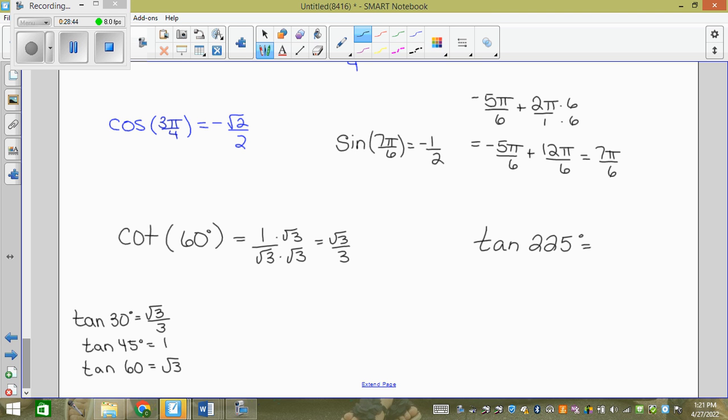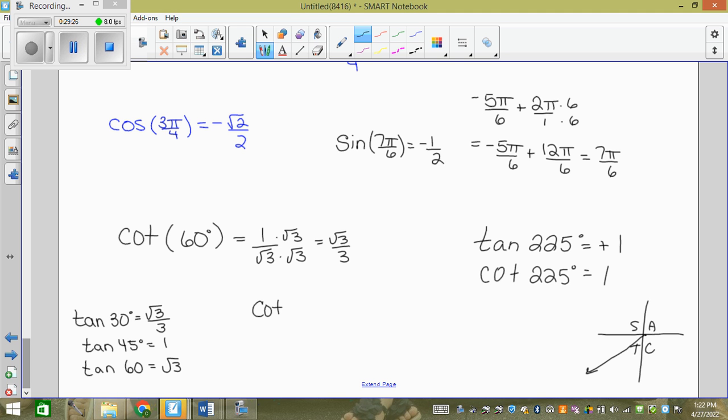Tan 225 follows what reference angle? 45, correct? And tan 225 is here. Correct? What's tan in that quadrant? Positive. So it's going to be positive 1. So if I wanted cotan of 225, positive 1. At the 45, cotan and tan are the same. Flip a negative 1 or flip a positive 1, you do the same thing. Right? Okay.